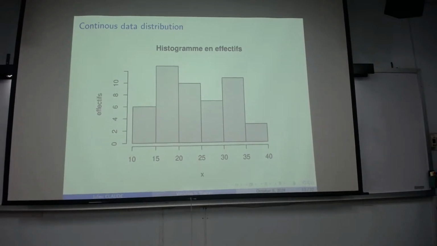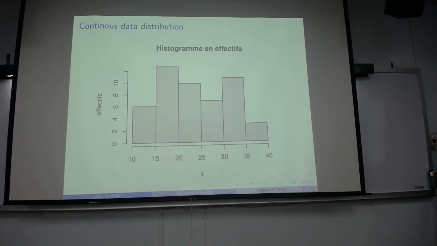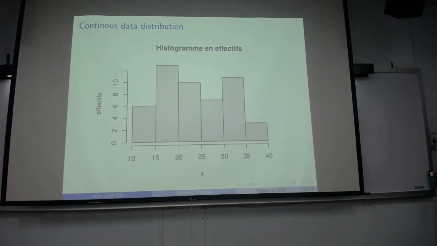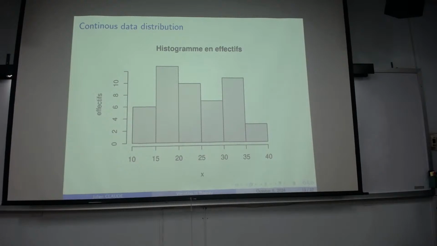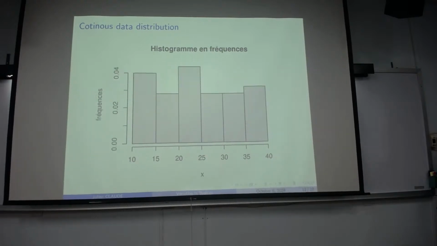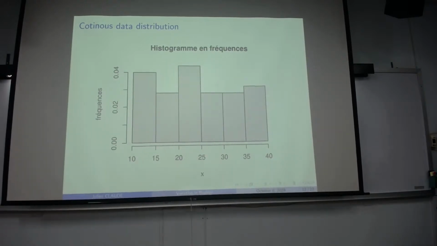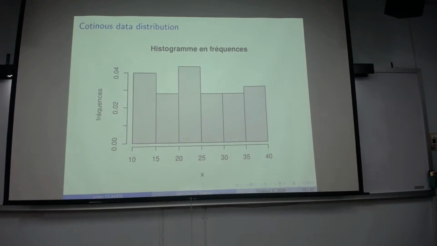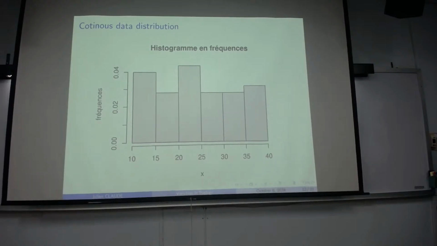This is, I would say, a representation that is not exact, but it's a good summary. If you increase the number of classes, it will be more exact. You can do this in terms of size or in terms of relative frequencies. It is not really different: you express in percent or you express in numbers.